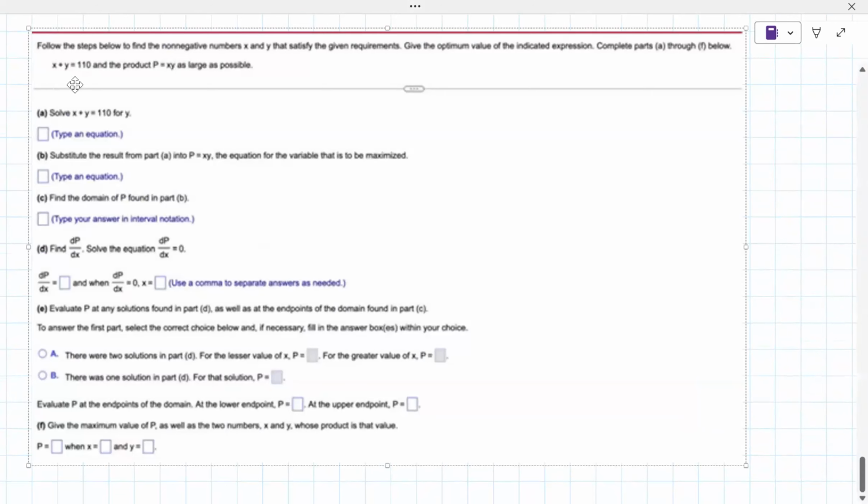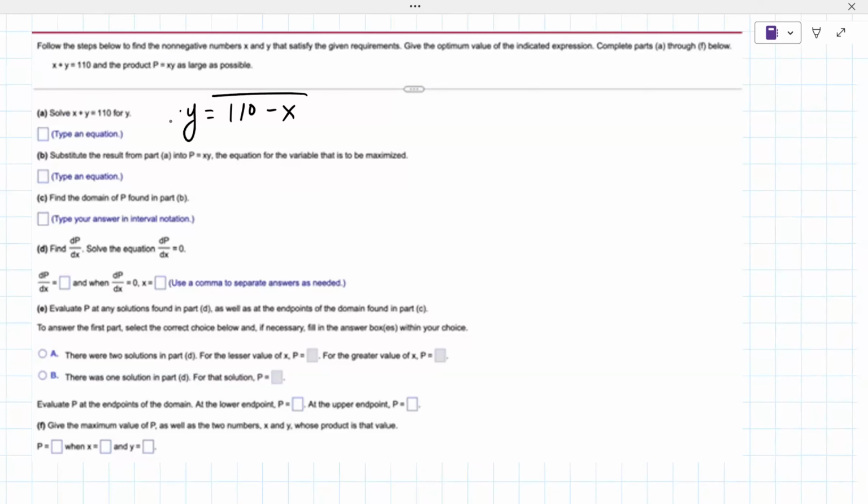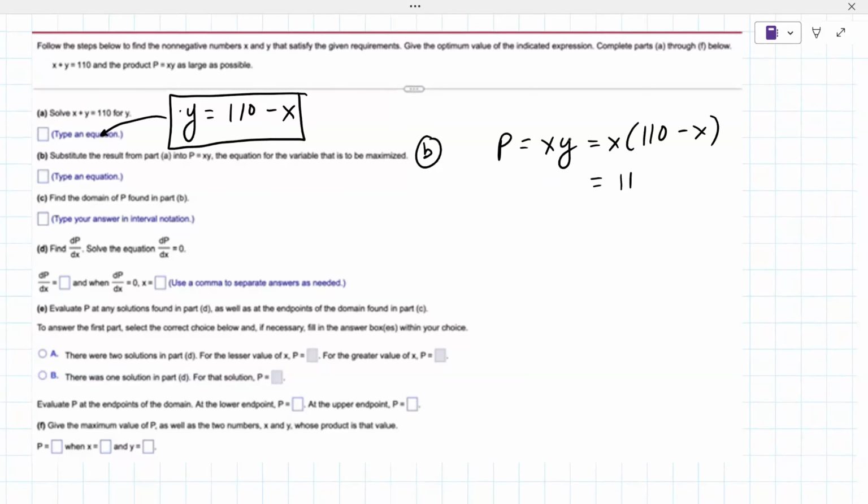You can read the problem if you want, but they're saying take this, x plus y equals 110, and solve for y. Well, you just subtract x from both sides. It's 110 minus x when you solve that equation for y. So that's the first box there. For part B, they're saying use this equation P equals xy and substitute 110 minus x in for y. So this is x times 110 minus x, which is 110x minus x squared. That's your second box there.